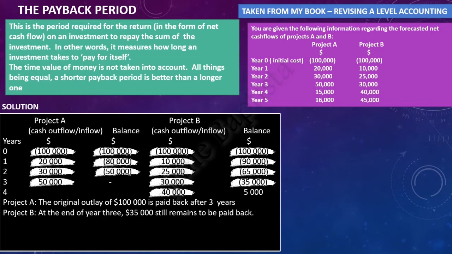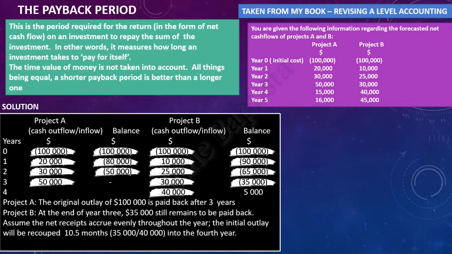At the end of year 3, $35,000 still remains to be paid back. Assuming that the net receipts accrue evenly throughout the year, the initial outlay will be recouped in 10.5 months. That is, $35,000 balance from year 3 divided by $40,000 cash inflow in year 4. Therefore, the payback period is 3 years, 10.5 months.